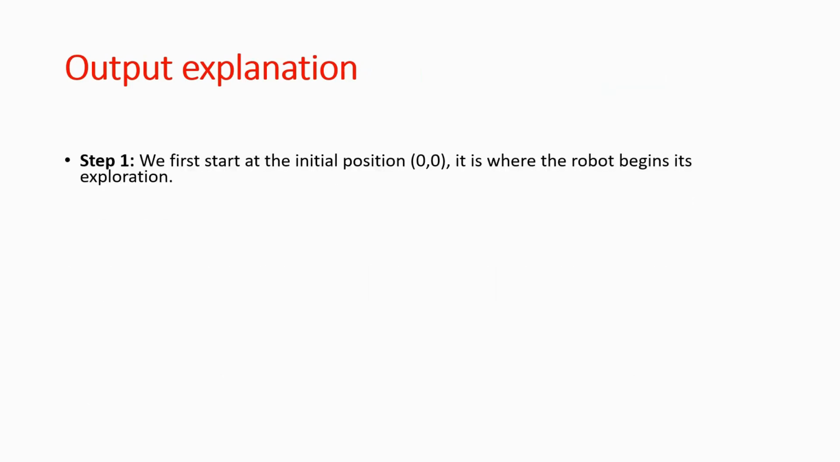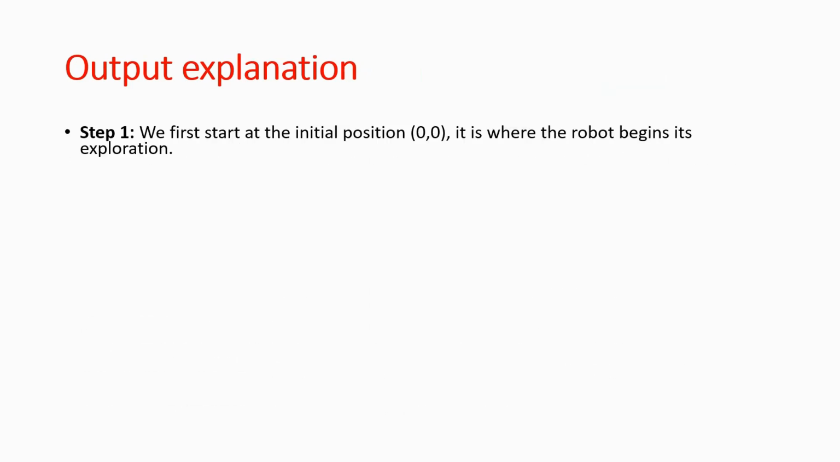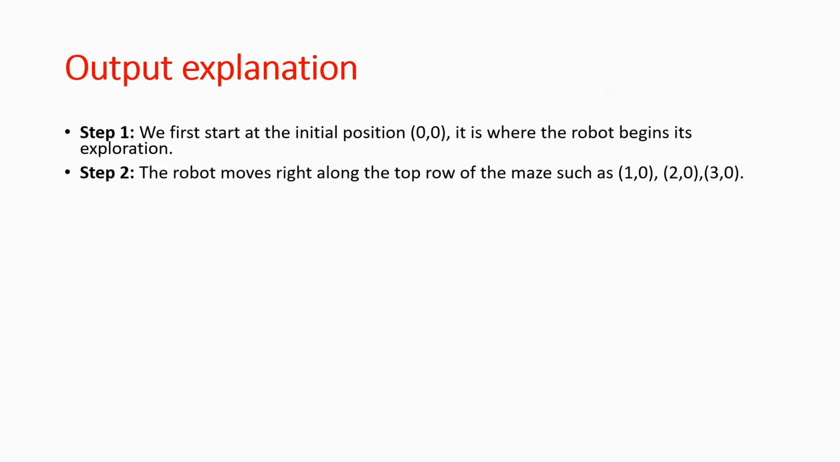So here we have the output explanation. I already explained the output explanation here. Step one, we find the starting initial point (0,0). It is where the robot starts. Step two, the robot moves right along the top row of the maze, like (1,0), (2,0).